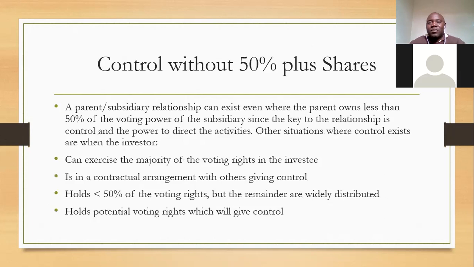Okay. So we look at a scenario which is still possible, where a company can have less than 50% shares yet has control over the financial and operating policies of the company. So we're saying a parent-subsidiary relationship can exist even where the parent owns less than 50% of the voting power of the subsidiary, since the key to the relationship is control and power.